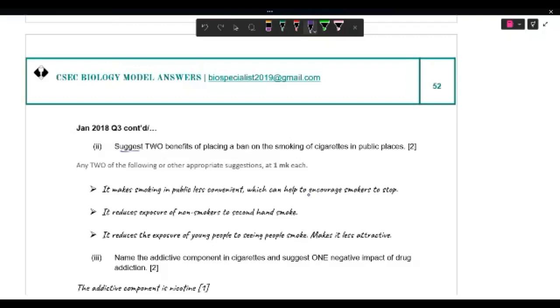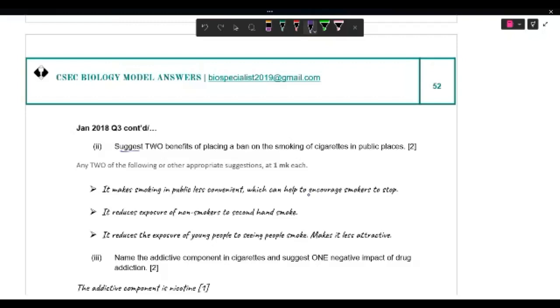And then 2, reduces the exposure of young people to seeing people smoke. And it makes it less attractive, right? The difference between seeing somebody rocking back in their sofa or their office chair and smoking versus huddling under an awning outside the building to smoke. It makes it less attractive.